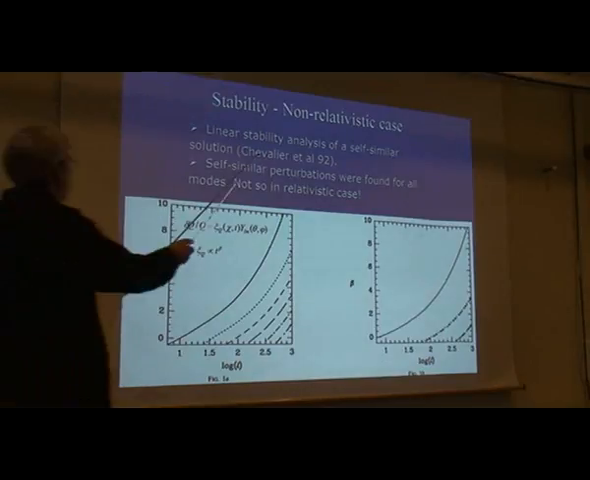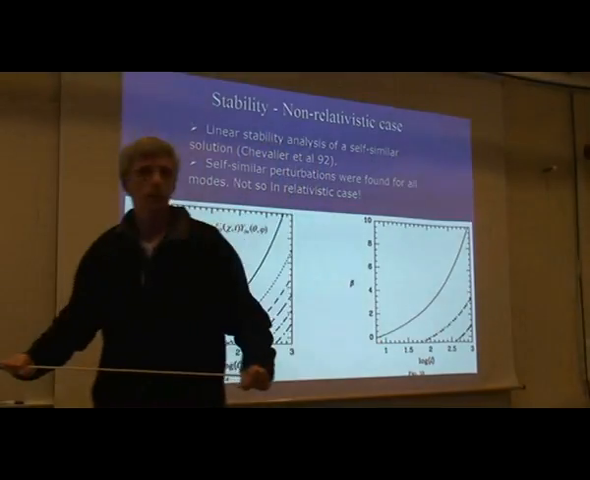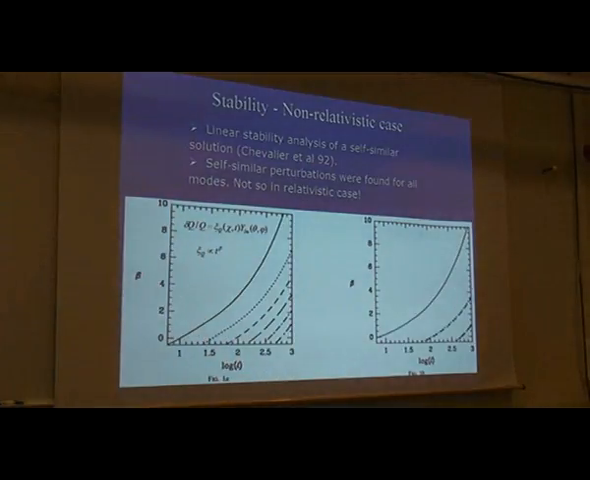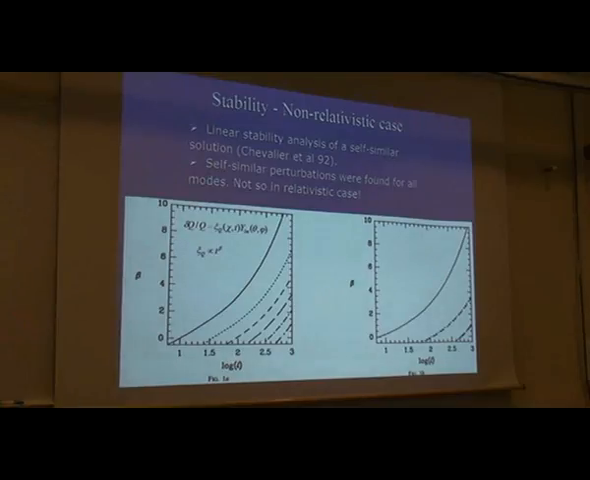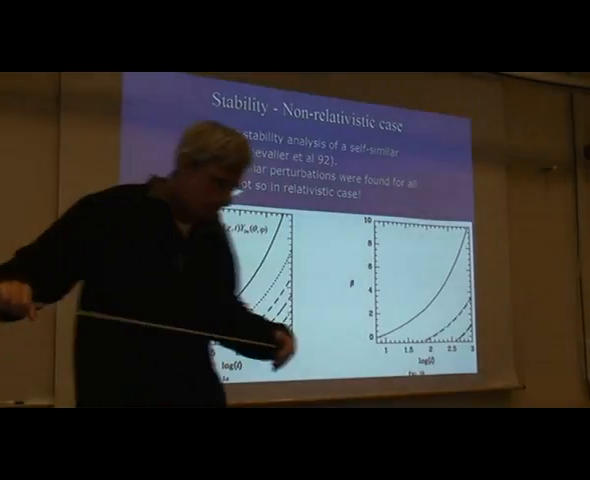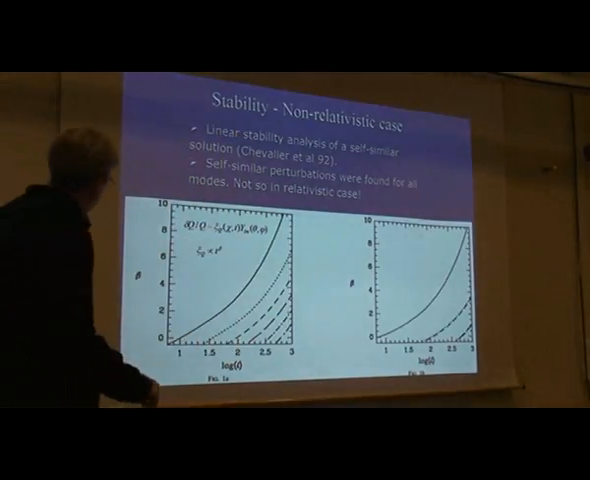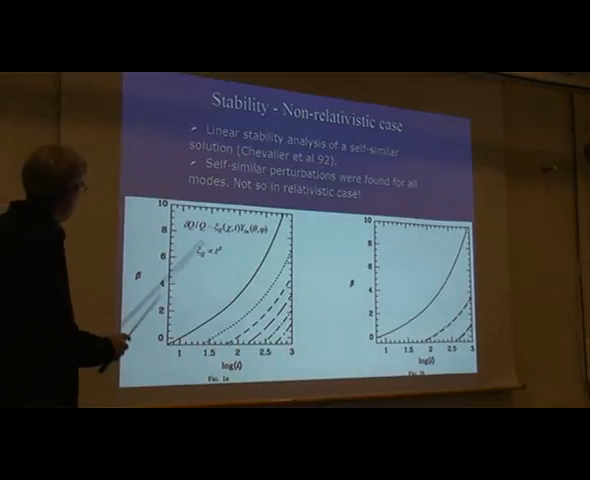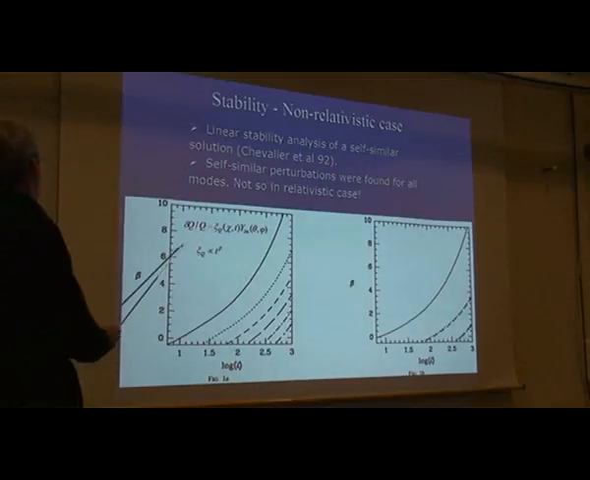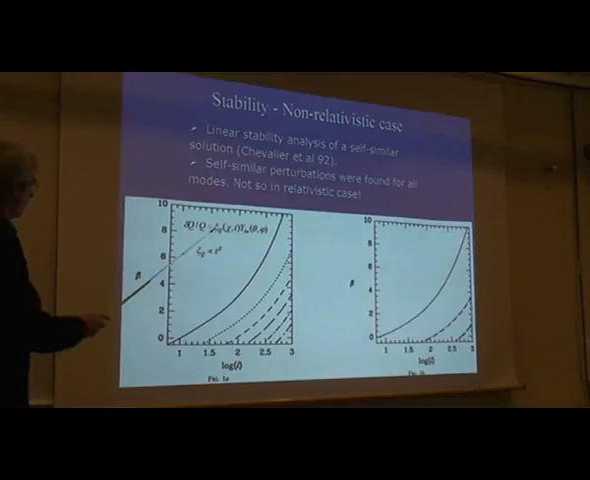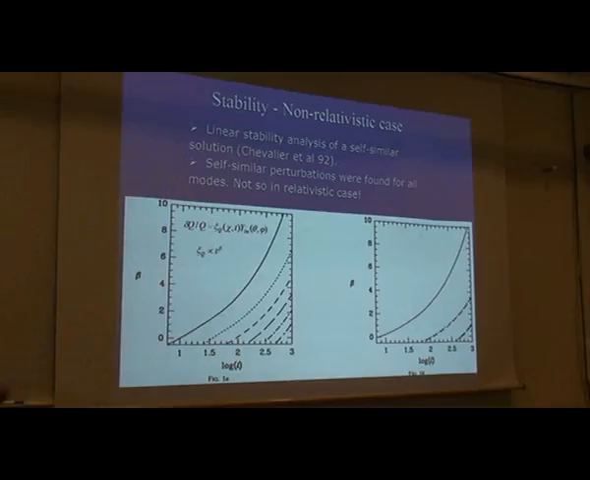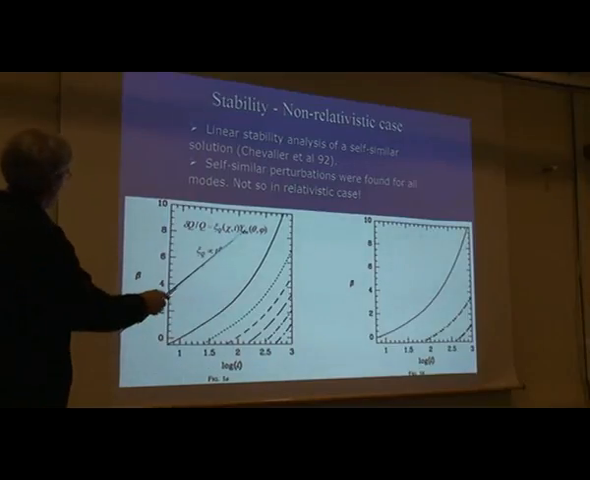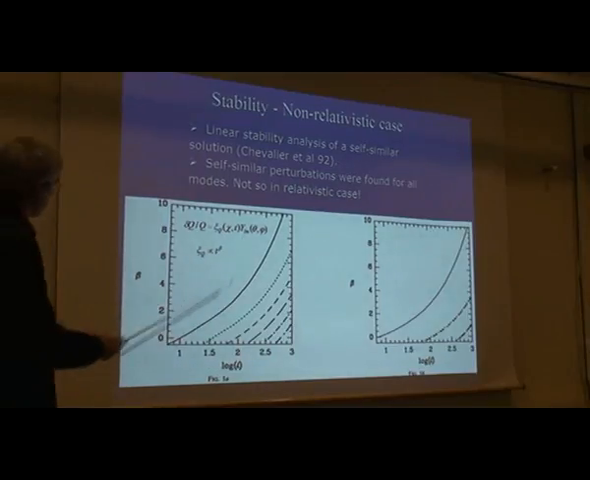So what Chevalier did, he did a global linear stability analysis of a self-similar solution that he found a few years earlier. And what he found is that the system is stable for modes of low order L, where the perturbation can be written in this form: some dimensionless amplitude and a Y_lm factor. So these are the modes, and this L number is the Y_lm order.